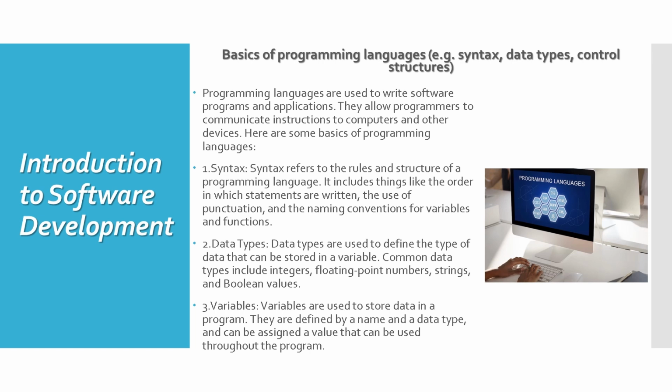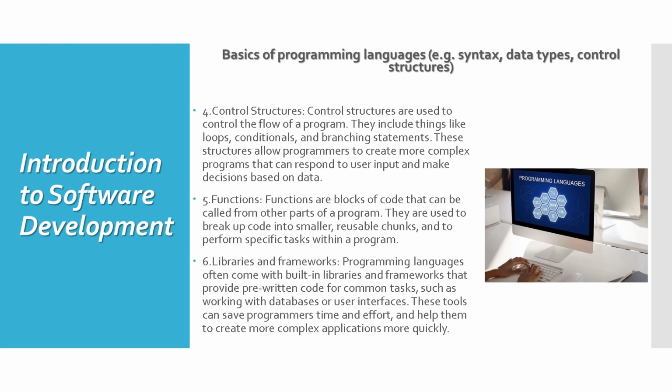2. Data types. Data types are used to define the type of data that can be stored in a variable. Common data types include integers, floating point numbers, strings, and Boolean values. 3. Variables. Variables are used to store data in a program. They are defined by a name and a data type, and can be assigned a value that can be used throughout the program.